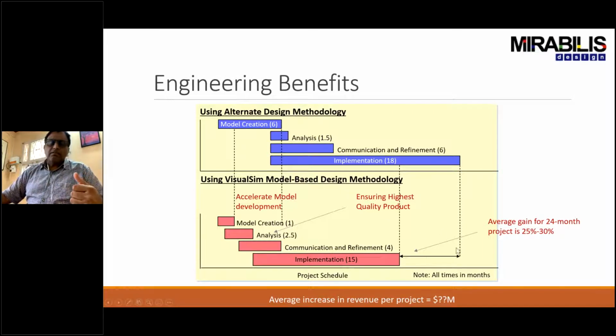And the second thing is, the average gain for a 24-month project can be up to about 30%, which means you have a huge revenue increase as well that you can demonstrate.